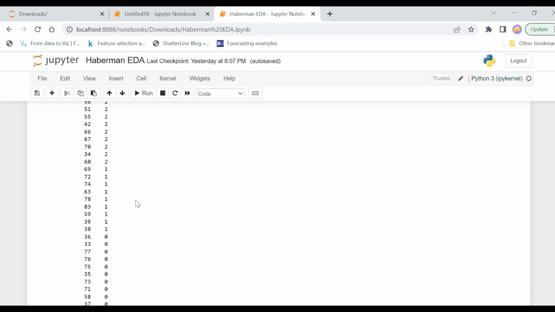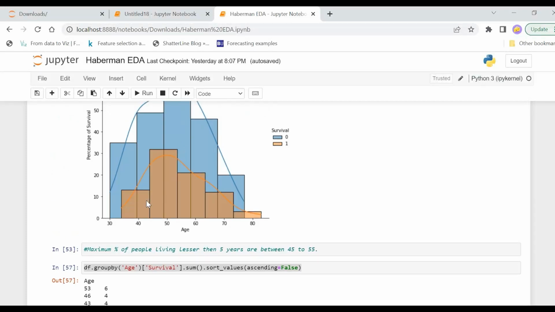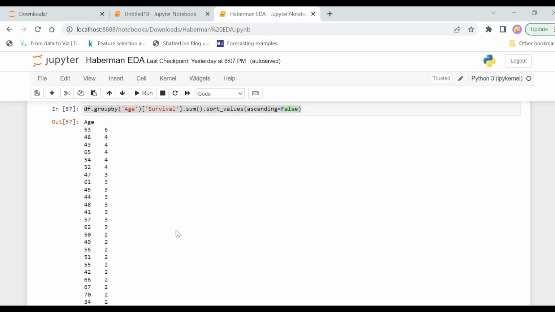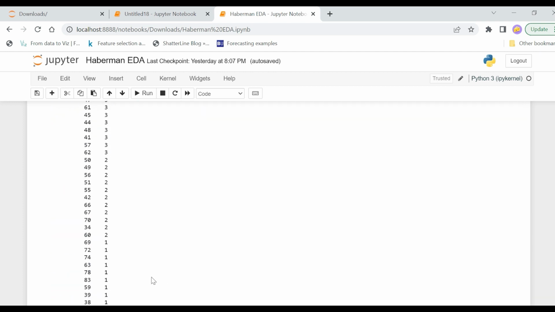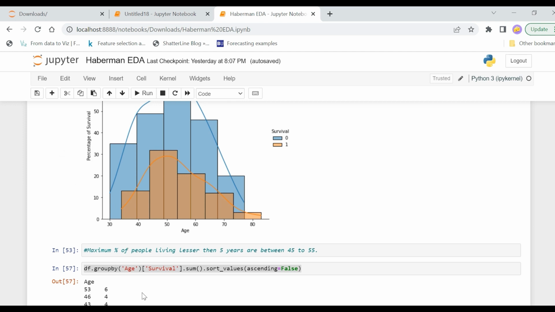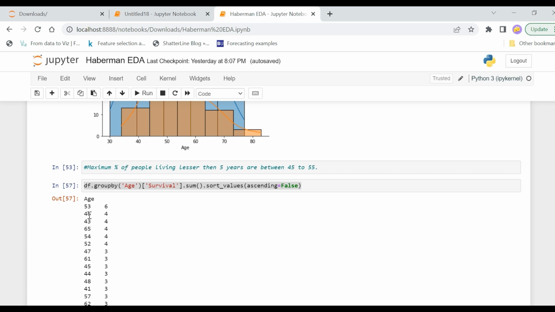But whatever I am manually doing here can actually be done from this plot. I am trying to prove this plot from this. But when the data set is bigger, you may not be able to do it. So this can give you much better clarity that from 45 to 55, there are many. So from 45 to 55, how many people are there here?